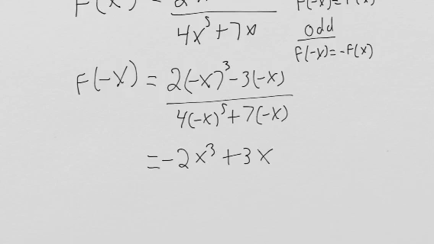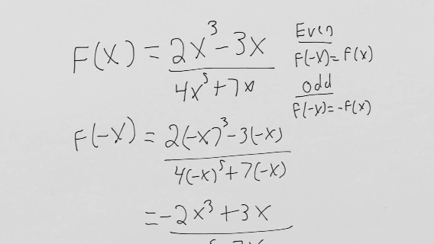If you raise a negative variable, or a negative anything, to an odd exponent, you're going to get a sign change happening. So this was a positive 4, now it's a negative 4x to the fifth. And this was a positive 7x, so now it's going to be a negative 7x.